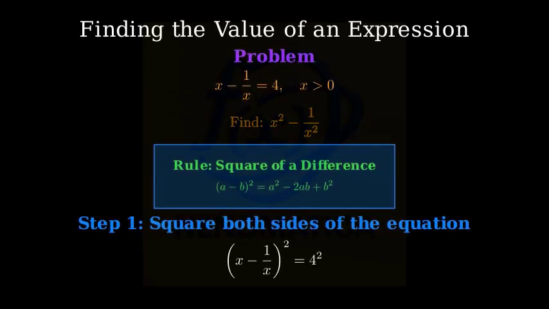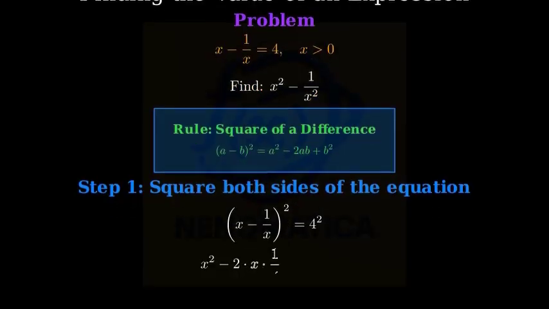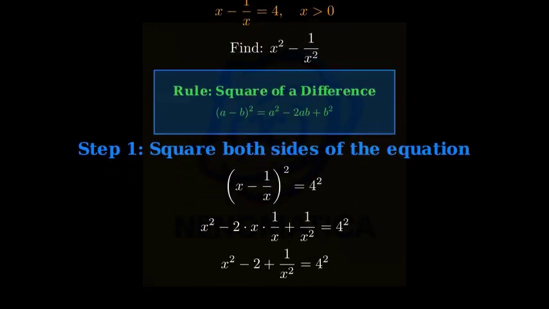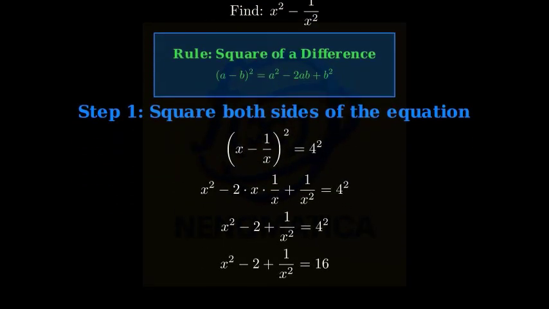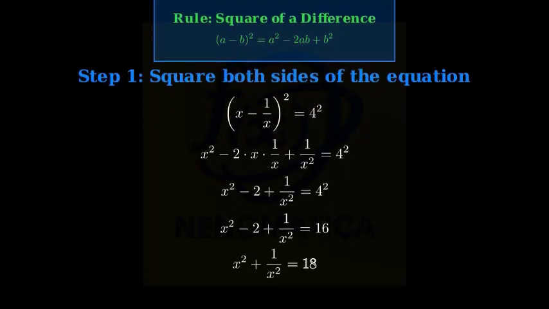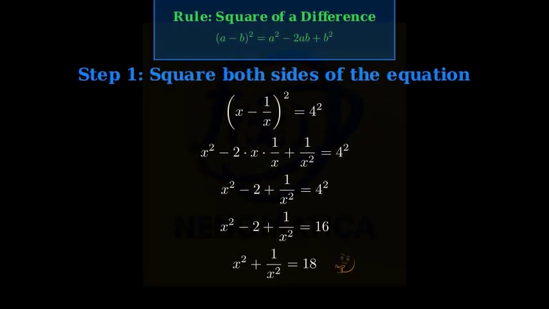On the left side, we get x squared minus 2 times x times 1 over x plus 1 over x squared. The middle term simplifies to just negative 2. On the right side, we get 4 squared, which is 16. Now we can rearrange to isolate x squared plus 1 over x squared, which equals 18.